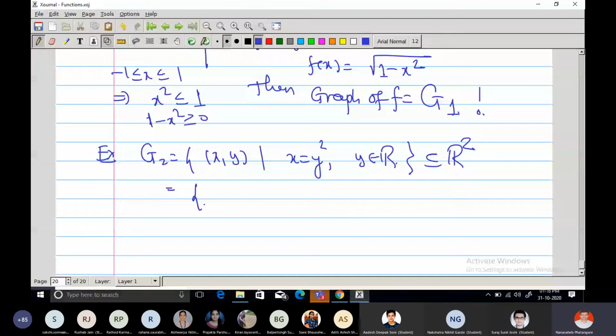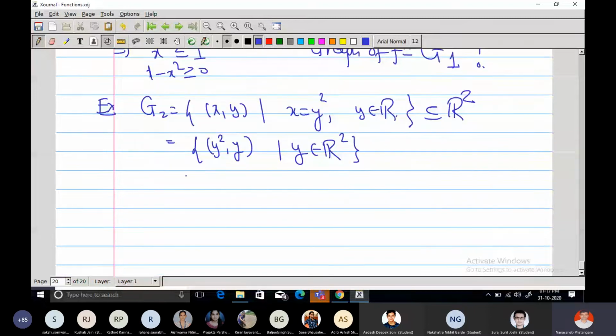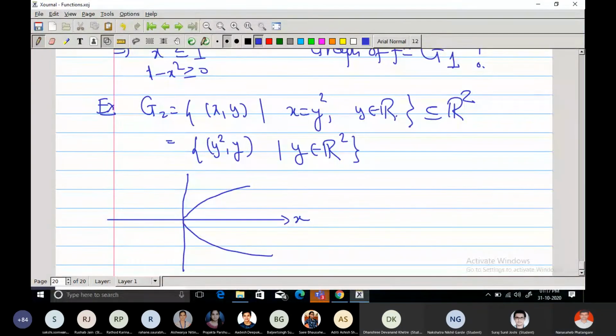Is it a subset of R2? Can you sketch this subset of R2? Which set is this? It is a parabola. But this parabola is symmetric about the x-axis. Right? It is symmetric about the x-axis.